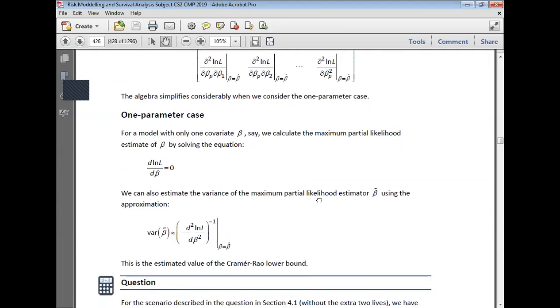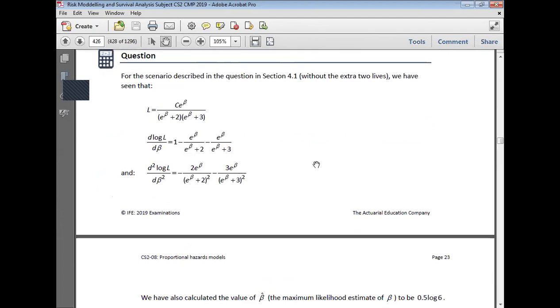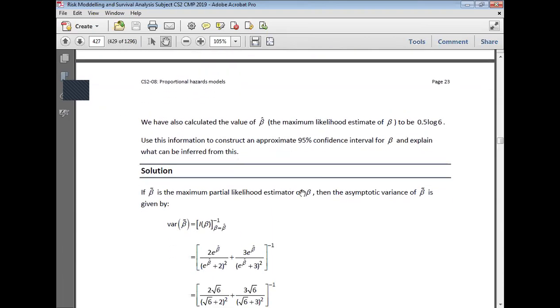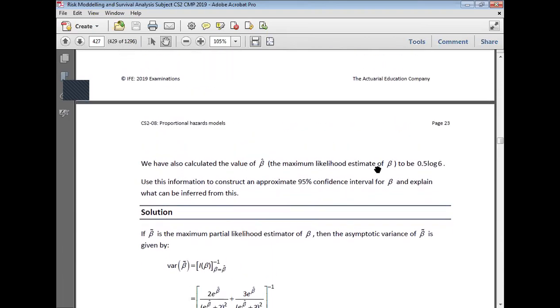And this is basically what you have. So again, this was just the one parameter case. So you just double differentiate it and you see what happens. The beta value that you got was a half of log of 6. So this is what we have for the value of beta.